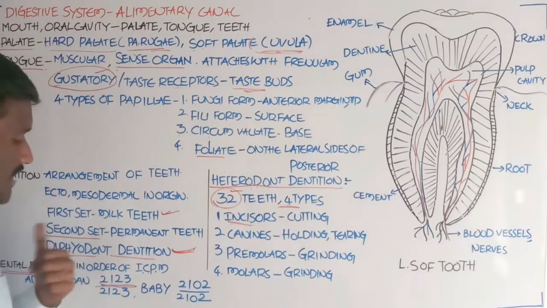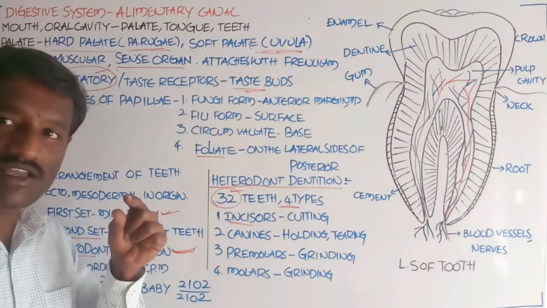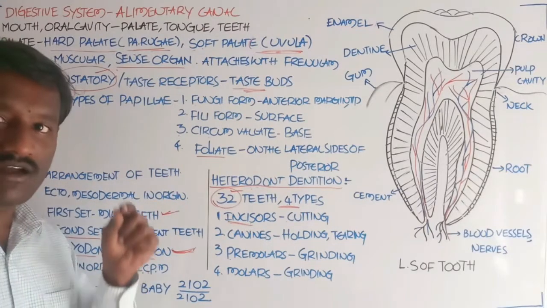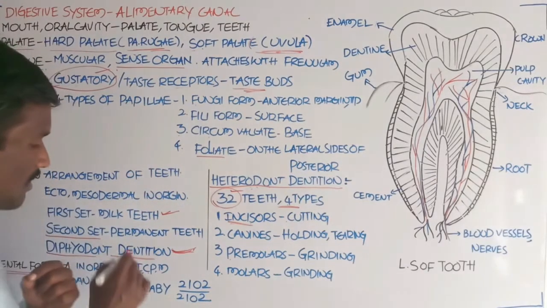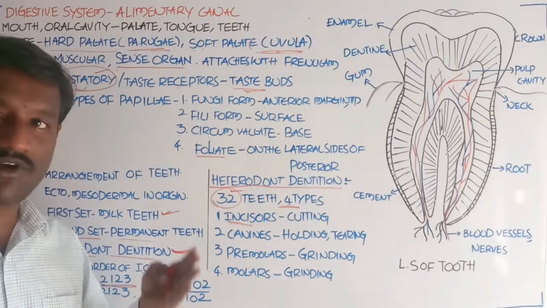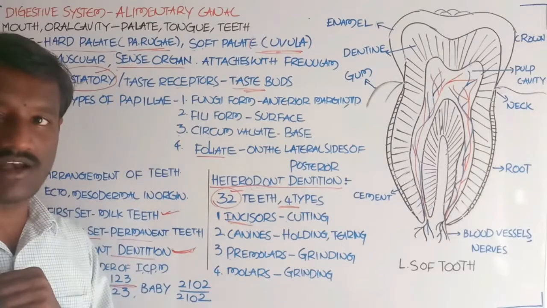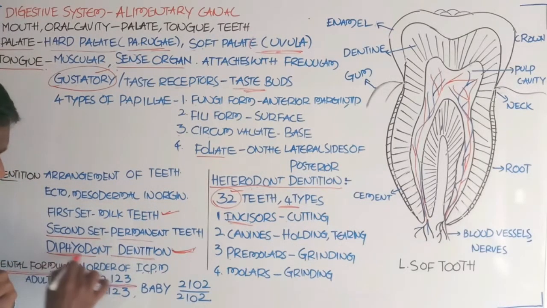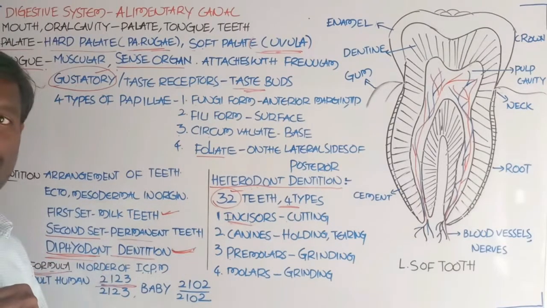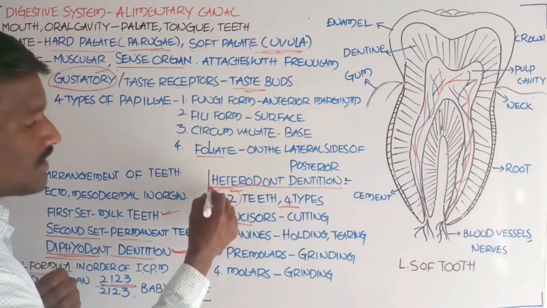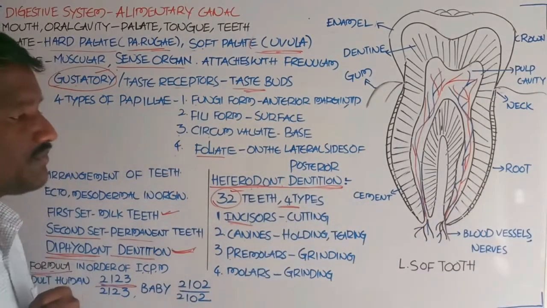And the second set, the milk teeth, is replaced with another type of teeth, called permanent teeth. These are formed later in lifetime. This type of dentition is called diphyodont dentition. And another one is heterodont dentition. What about heterodont dentition?